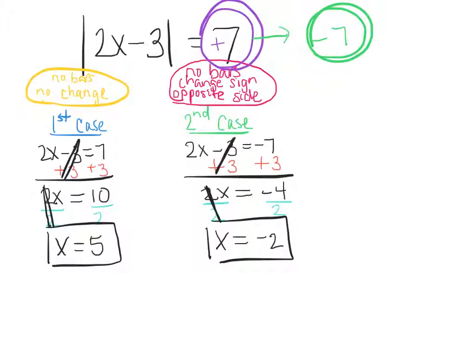So I have two answers for any absolute value equation. You always have two answers. So for this one, x equals 5, and x equals negative 2.